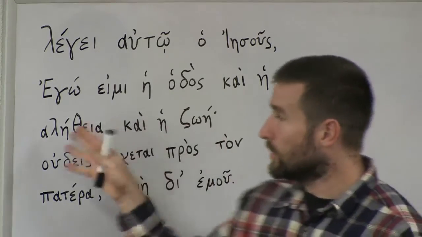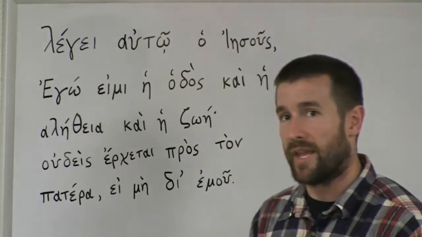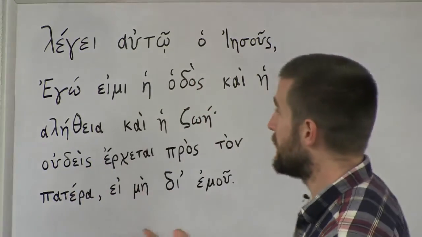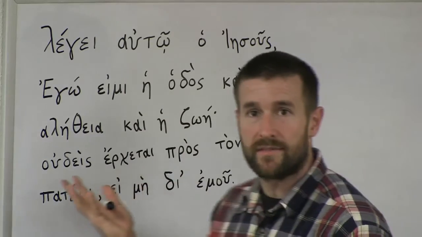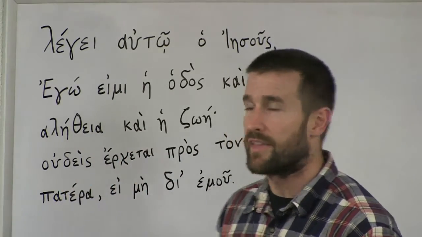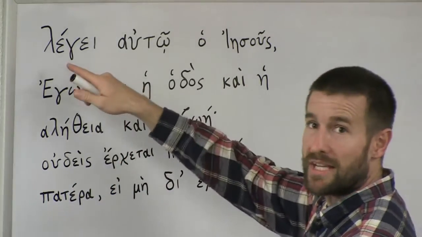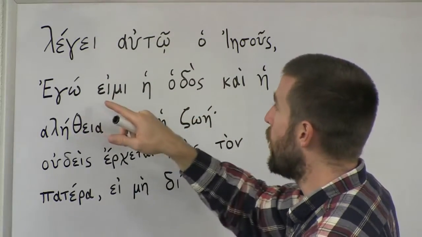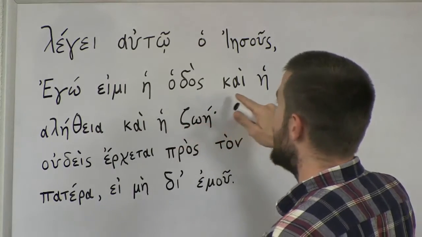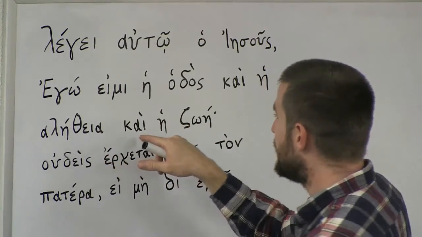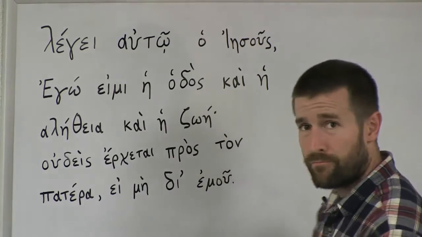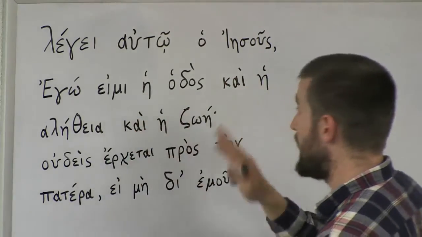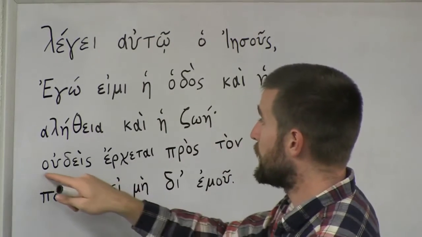Now, it's great to learn a verse like this in Greek if you're an absolute beginner, because it's a verse that you probably already have memorized in English. And since you already have it memorized in English, if you forget what a word means, it'll probably come to you right away just by thinking about the English. So, let's go back to the beginning. Legi avto o Iisous, ego imi i odos, ke i aletheia, ke i zoe. All right, so that's the first part of the verse. Jesus saith unto him, I am the way and the truth and the life.